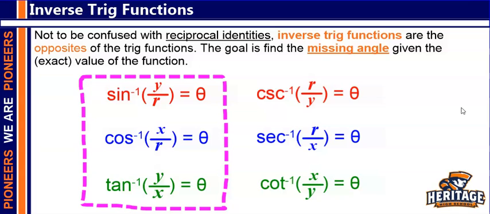Remember that the inverse trig functions are the opposites of trig functions, where your goal is to actually find the missing angle given the value to the problem. Now, this is just a simple matter of taking a calculator, such as Desmos, using the inverse trig function, putting in the value inside the parentheses to that function, and then you can find the angle, as long as you have the correct settings set up so that you can either find the degrees or the radians.